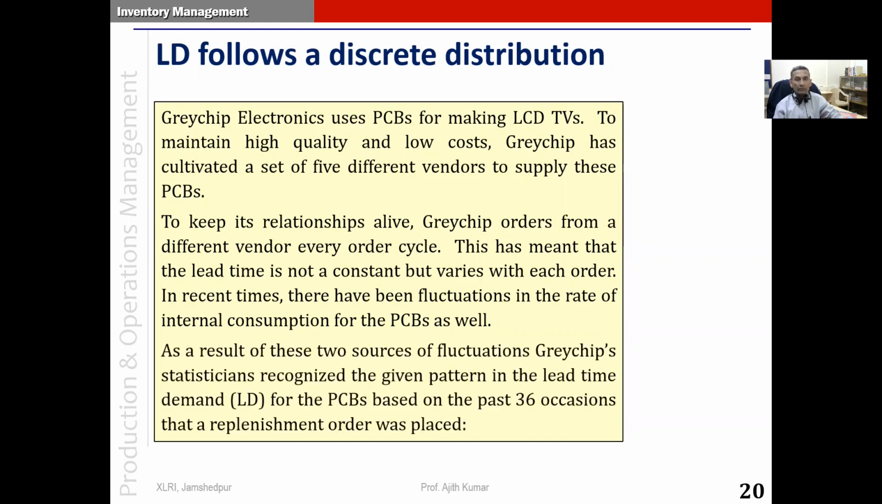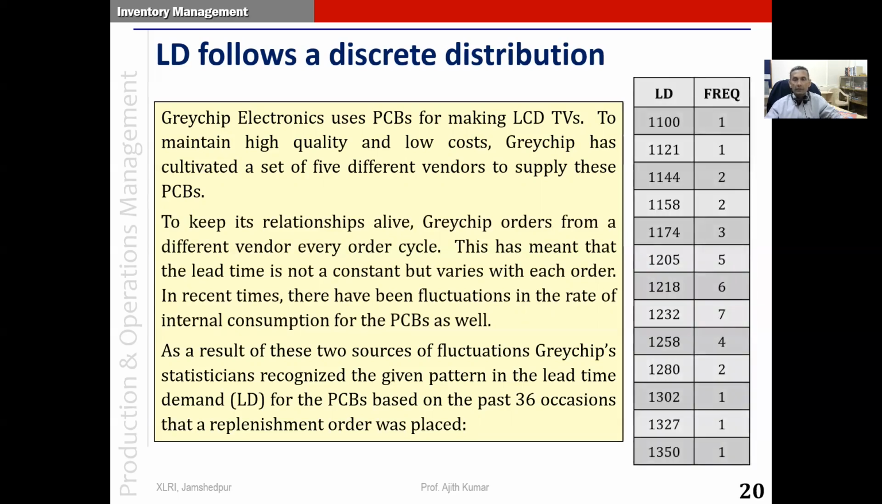So, owing to these two sources of fluctuations, the statisticians in Great Chip have recognized a pattern in the lead time demand based on 36 occasions in the past when a replenishment order was placed, and that pattern is given in this table. You can see that this is a discrete frequency distribution table. The values of LD are listed in the first column. These are the possible values, the values that have been observed on these 36 occasions, discrete values. And the second column gives us the corresponding frequencies, the number of times that these respective values occurred during those 36 occasions.